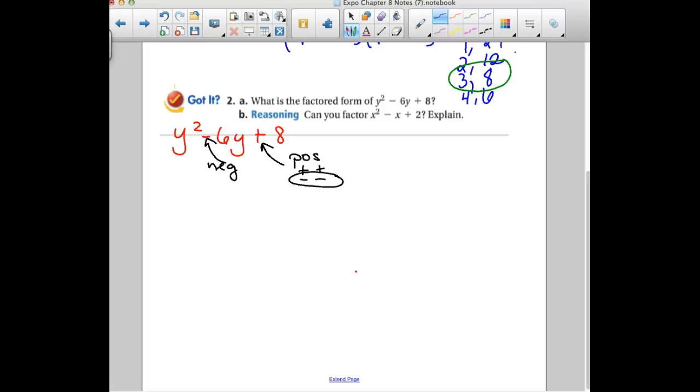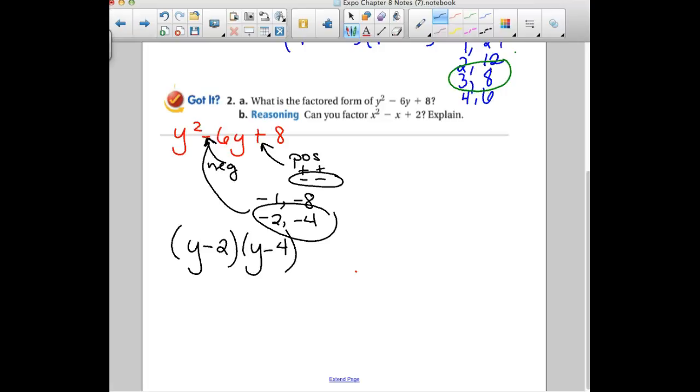So I'm going to list factors of 8, but have both of them be negative. Like negative 1 times negative 8 would be positive 8. Negative 2 times negative 4 would be positive 8. And this is the pair that adds up to my negative 6. So my factors are going to be y minus a 2 and y minus a 4. And remember, you can always check these by foiling them out.